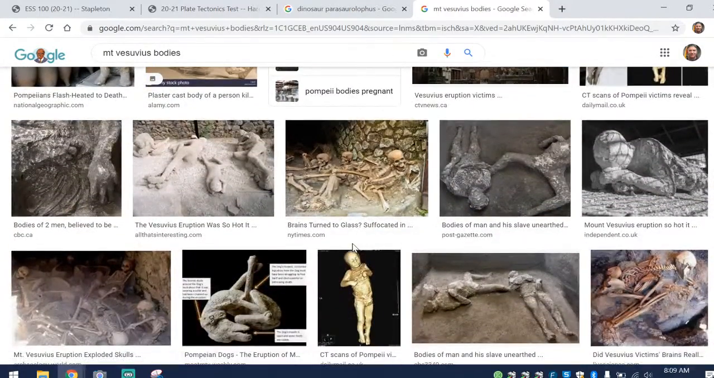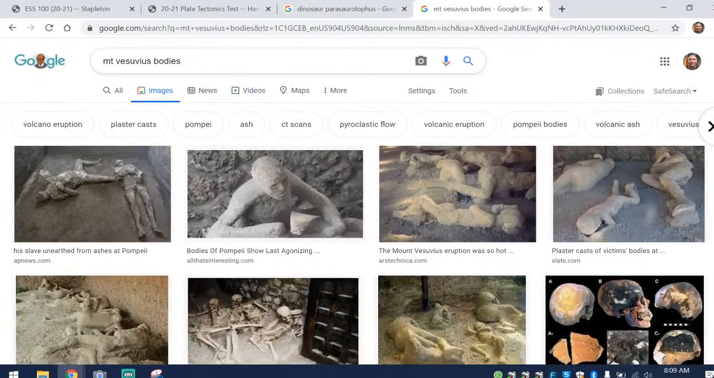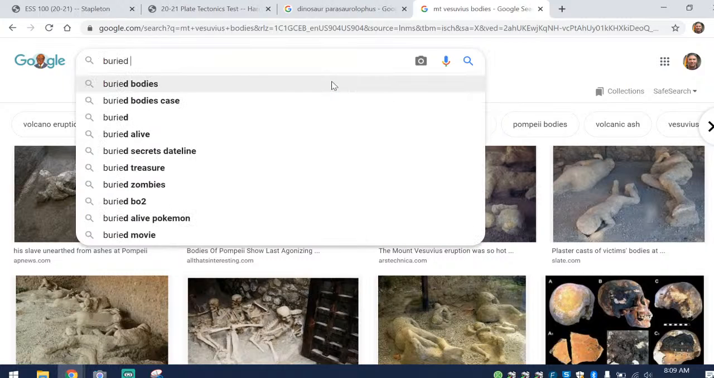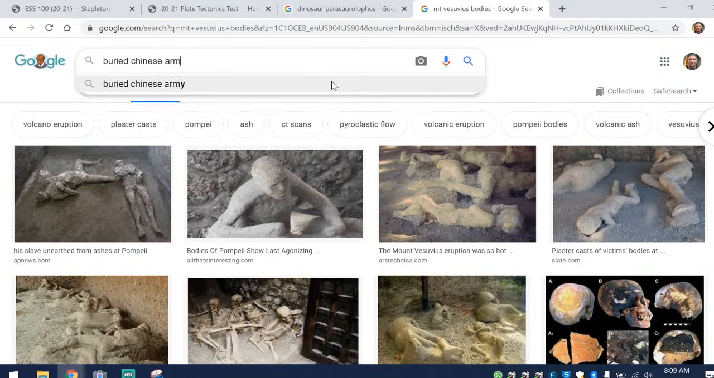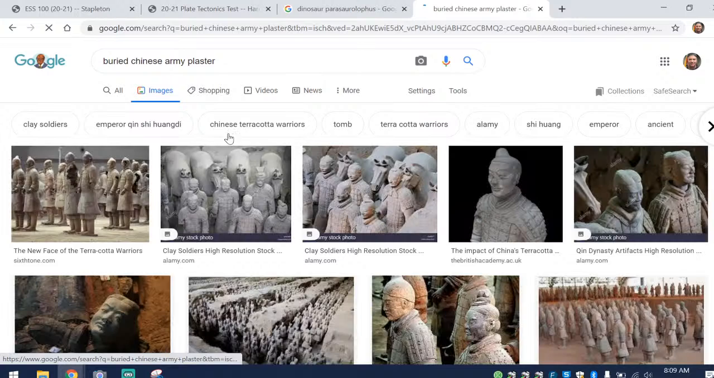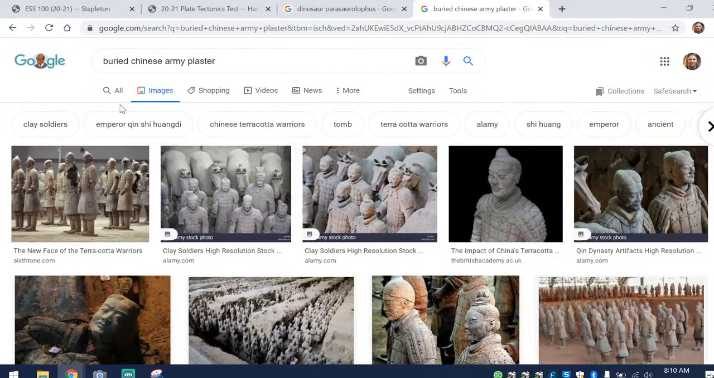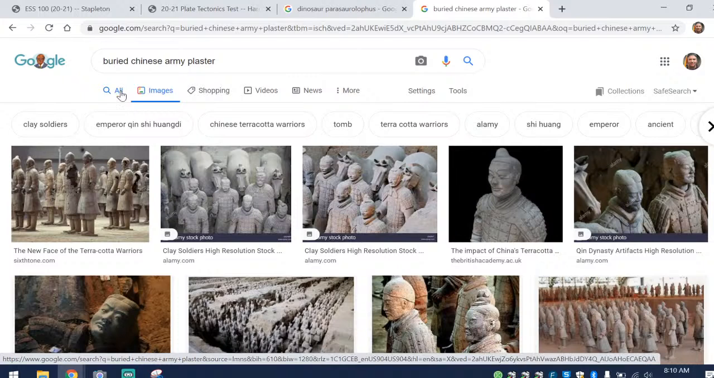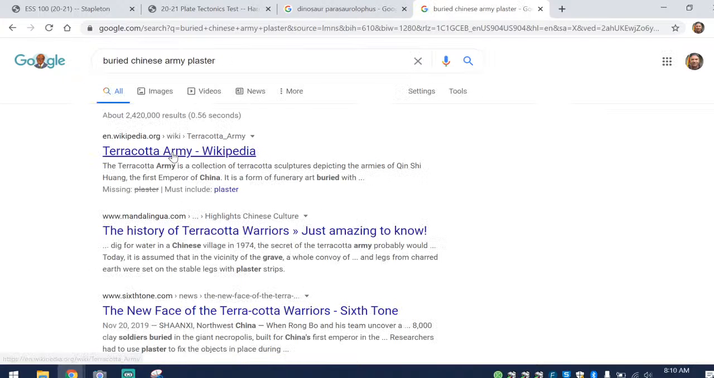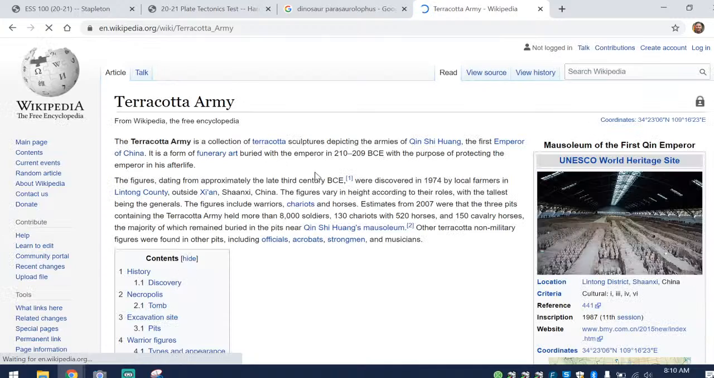And I think there was a Chinese army like this. Does anybody know what I'm talking about? The Chinese soldiers? Let me see. Let me search buried Chinese army plaster. I think they did the same kind of thing. Except, no. I'm getting totally mixed up. These were actually warriors made of clay to begin with. Yeah, let's read about this. I'm barking up the wrong tree here, but let's read about it real quickly so we can all learn a little bit of interesting history.